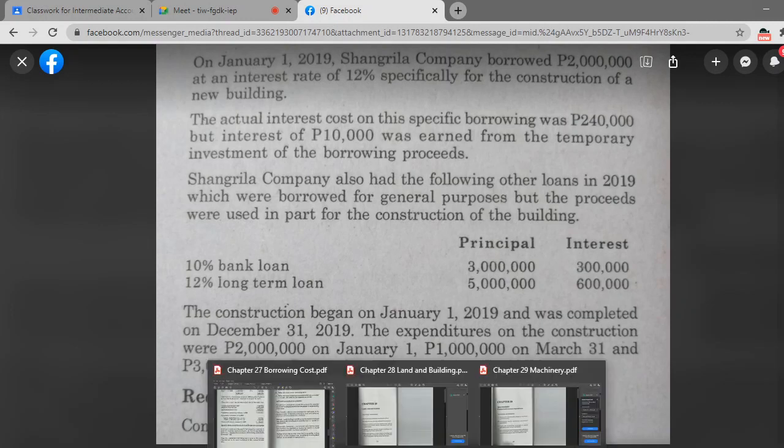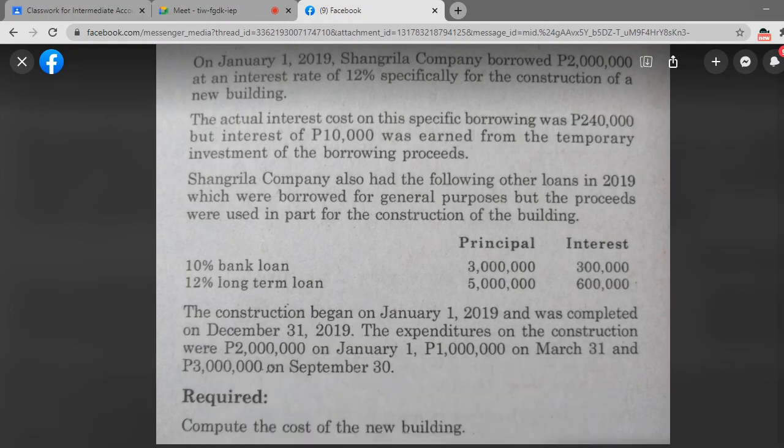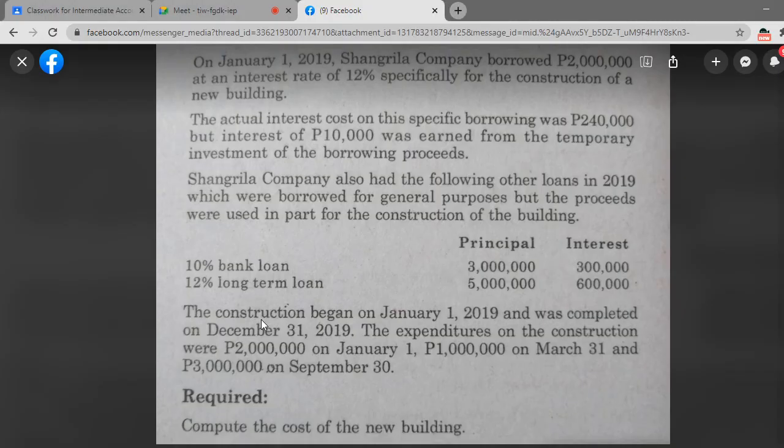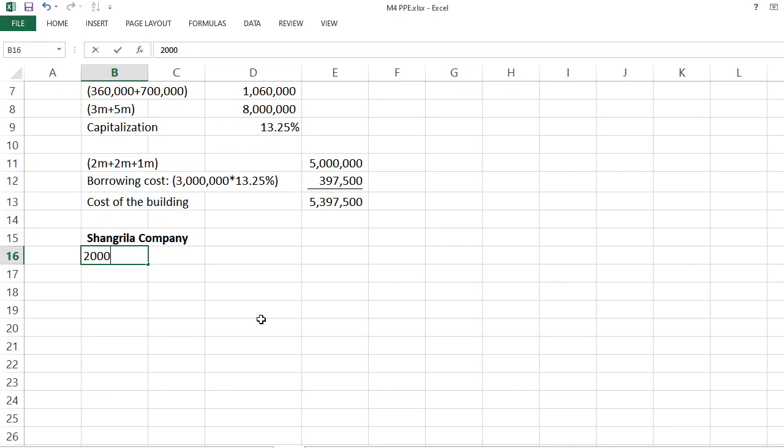Alright? So, the question now here is how to compute for the cost of the building. So, it's still the same. But again, what's new about this problem is that we now have a specific borrowing. So step 1 would be the same. We're going to compute for the weighted average carrying amount of the building. Let's begin with the 2 million on January 1. That is still 12 over 12. So the 2 million is automatic.